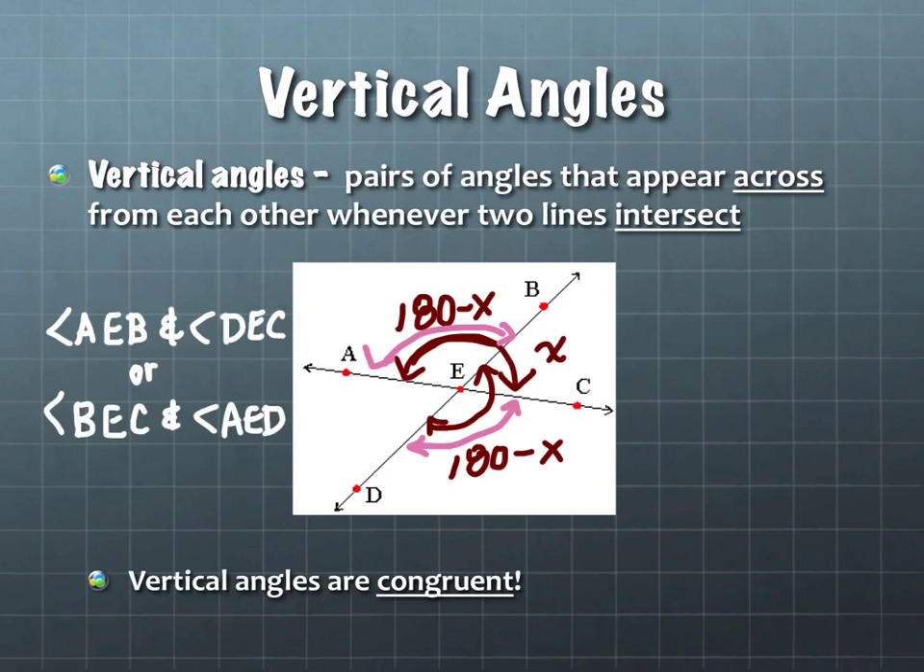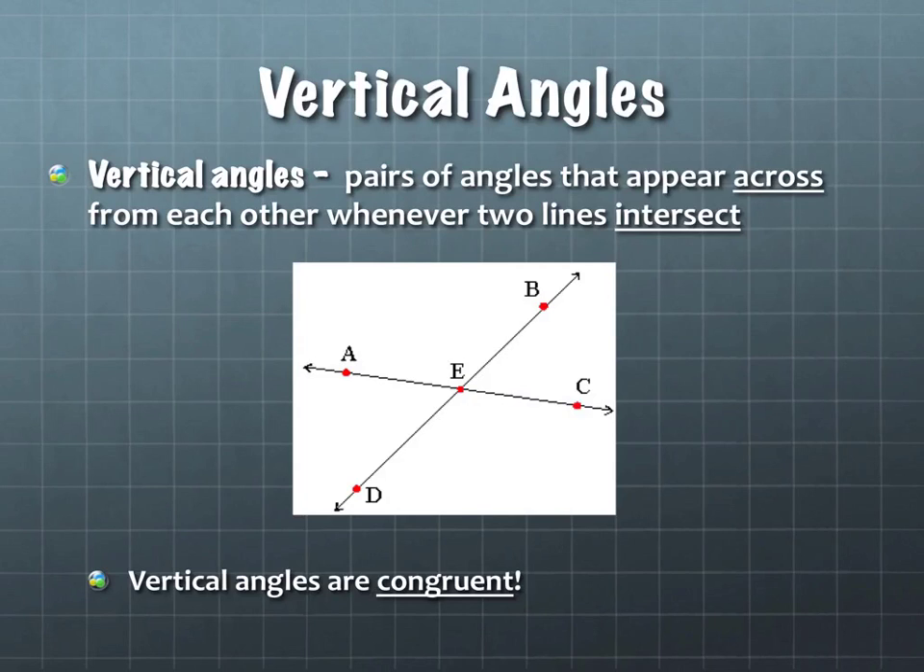The first one is vertical angles. Vertical angles are a pair of angles that appear across from each other whenever two lines intersect. So the first thing we have to do is have intersecting lines for this to make any sense. So we've got a picture with intersecting lines, and angles are vertical angles when they are on opposite sides of those lines.